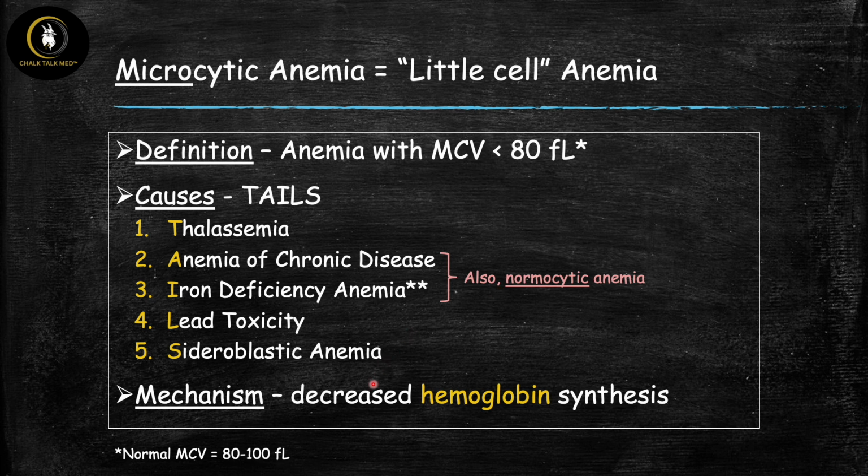What's very important to know is that the underlying mechanism for microcytic anemia is always going to be decreased hemoglobin synthesis. So regardless of whichever one of these conditions is causing microcytic anemia, the reason for the anemia is going to be decreased synthesis of hemoglobin.